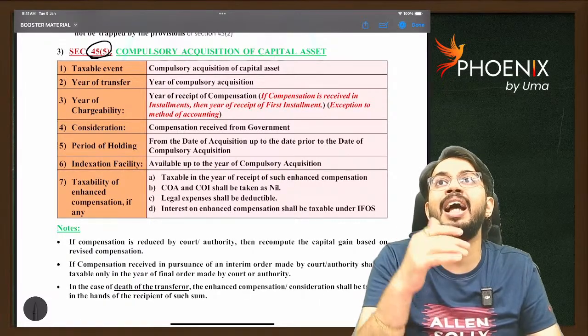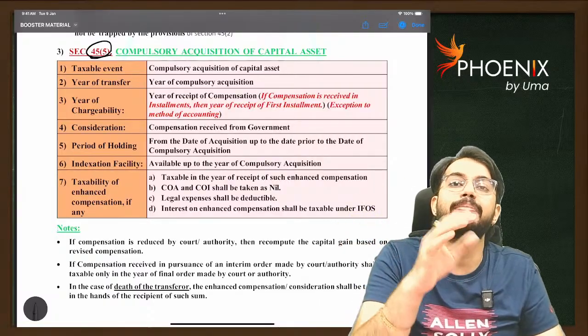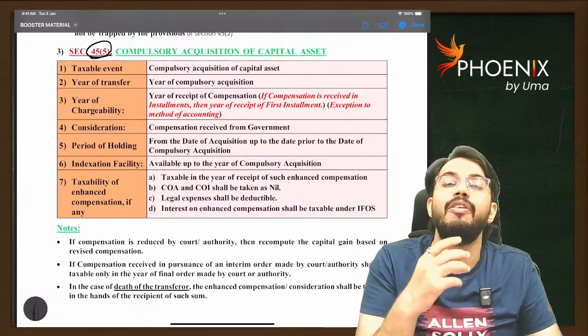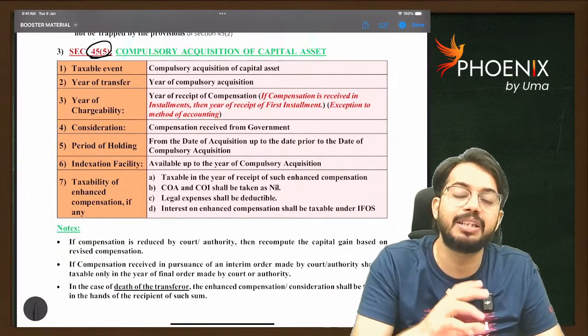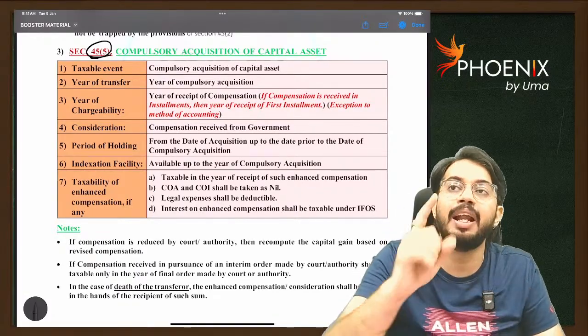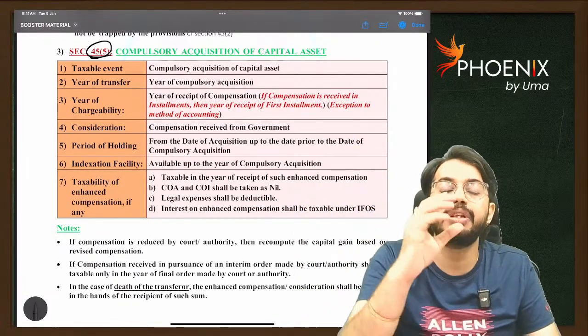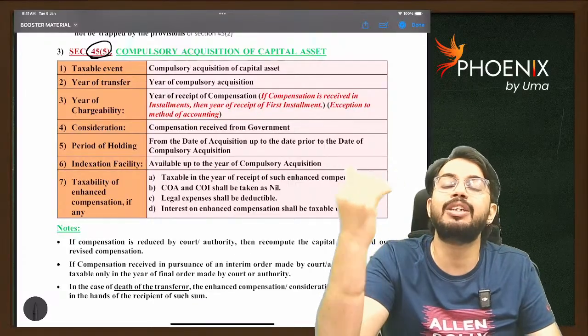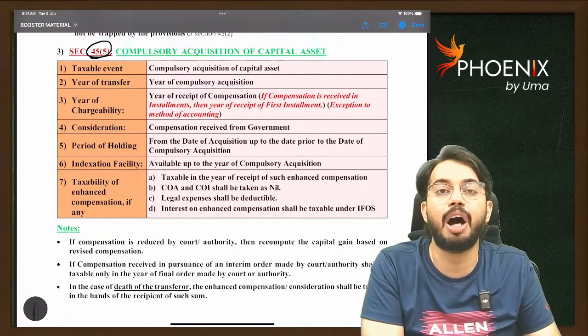Sir, whether enhanced compensation is long-term capital gain or short-term capital gain? When you calculate original capital gains, whatever the nature is there, the same applies. If original capital gains are long-term, then enhanced compensation is also long-term. If original capital gains are short term, then enhanced compensation is also short term. Are you able to understand?